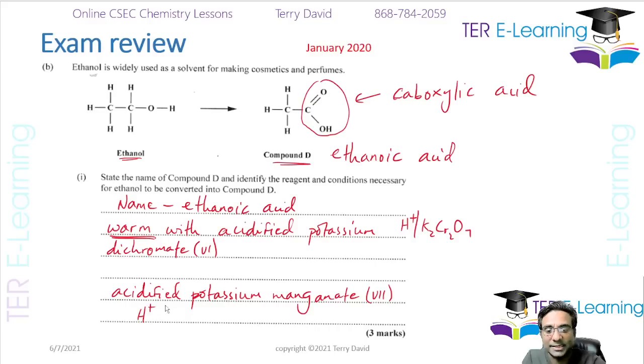So sometimes you write it like this: H+ KMnO4. This is the purple thing that you would have used in a lab, right? It's a powerful oxidizing agent, and when it behaves as an oxidizing agent, it changes its color from purple to colorless, right?